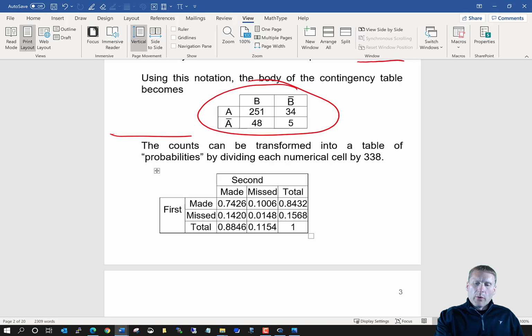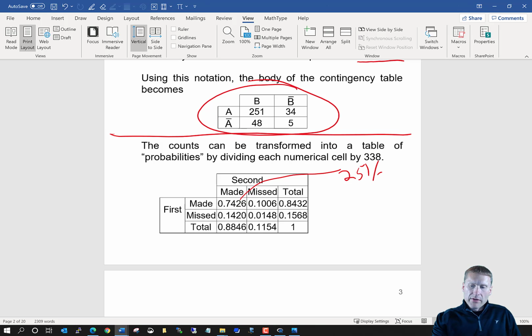And oftentimes when we are dealing with contingency tables, we're very interested in corresponding probabilities, such as what's the probability that Larry Bird will make the first free throw and make the second free throw as well. So to obtain these particular probabilities, what we can do is simply divide all the numbers that we saw in that contingency table by the total number of free throws attempted, which was 338, or total number of free throw pairs, that is. So in this particular case, this 0.7426 is equal to 251 divided by 338.